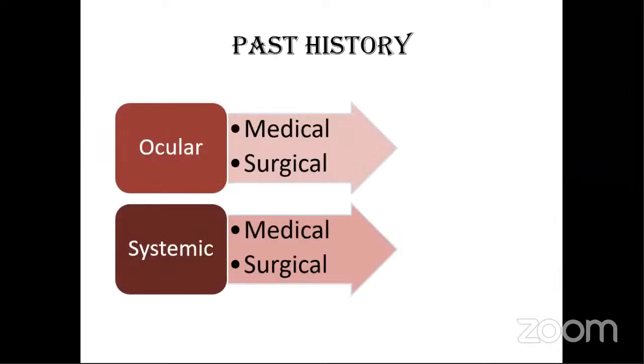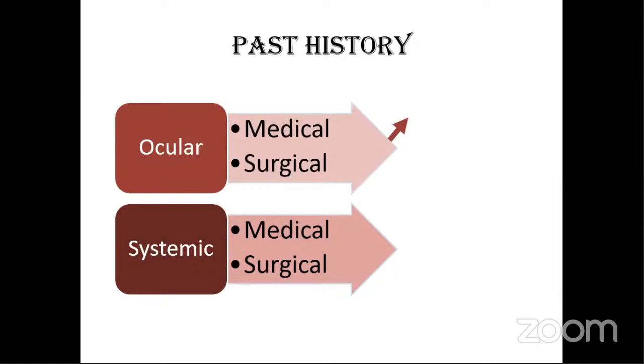Coming to the past history, it is very important. You have to ask about the medical ocular history, that is, is there any similar complaint in either eye, especially the recurrent corneal erosion, viral keratitis, all these are known for recurrence. Then another important history is history of trauma. Suppose you are seeing a cataract or RD, so you have to ask about any previous history of trauma.